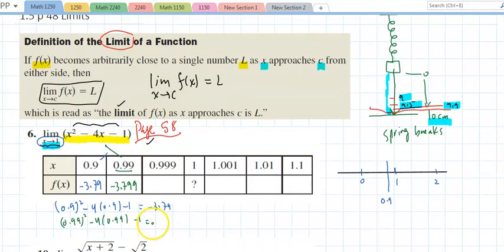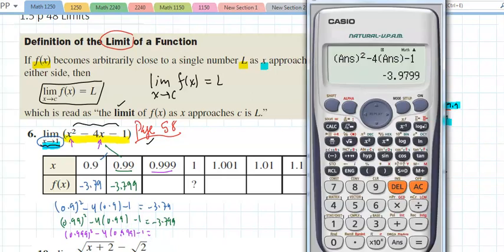so we said this was negative 3.799. When I put in 0.999 in there, that's going to get me 0.999 squared minus 4 times 0.999 minus 1. Guess what? All I have to do is take 0.999 and hit equal. It's going to store it in my answer. Done. So if I go Answer now, I'll notice 0.999 is there.